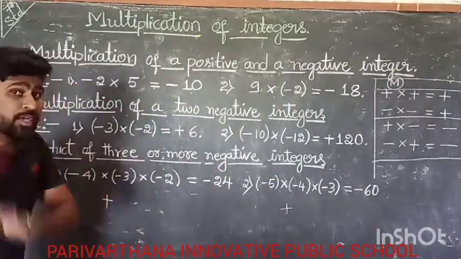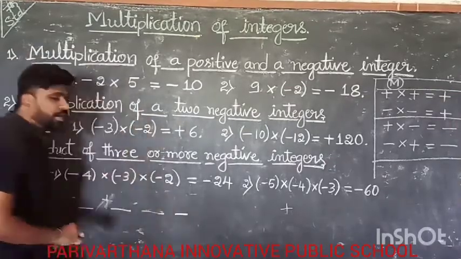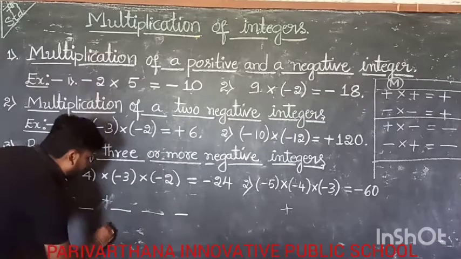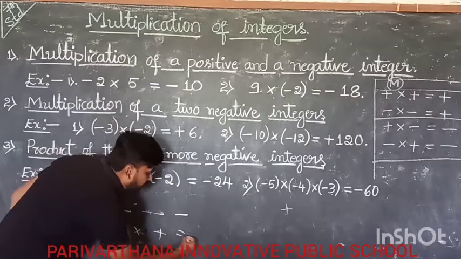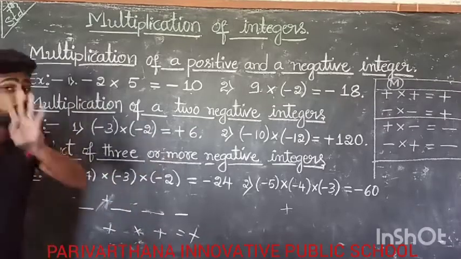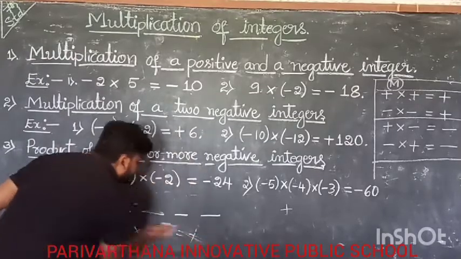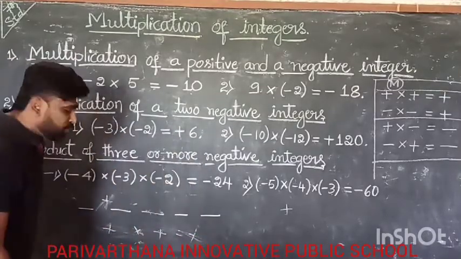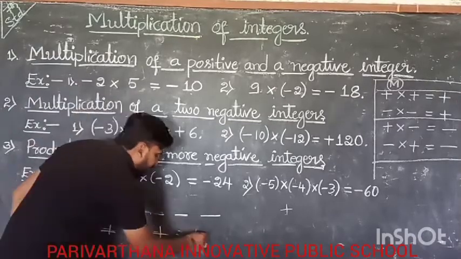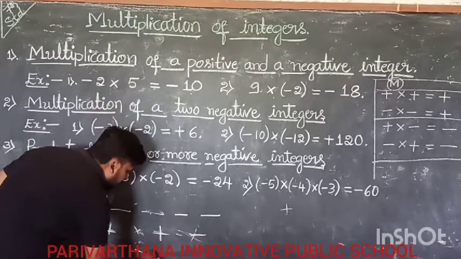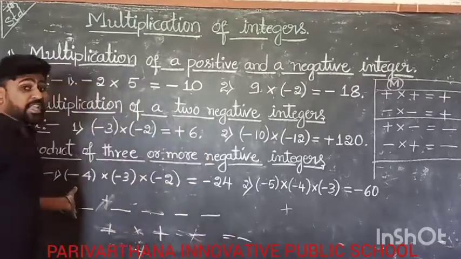What about 4 negative integers? 4: 1, 2, 3, 4. When 4 negative integers come, minus into minus is plus, minus into minus is plus, plus into plus, the answer is plus. For 5 negative integers: minus into minus is plus, minus into minus is plus, again an extra minus, plus into plus is plus, plus into minus, the answer is negative.